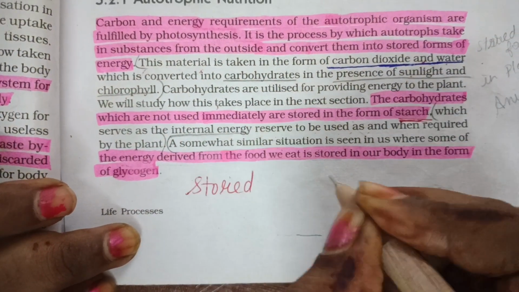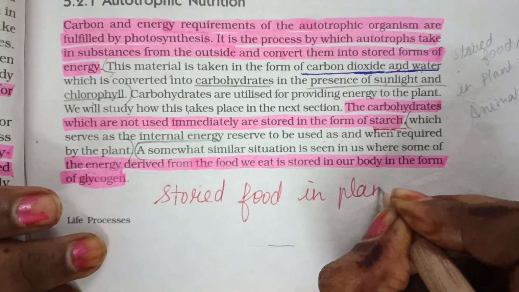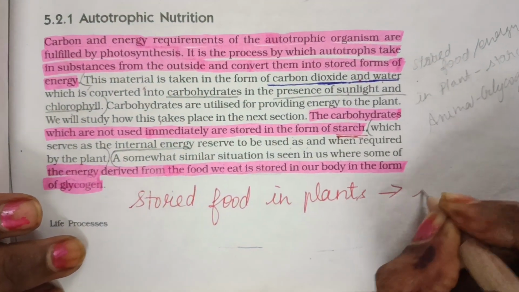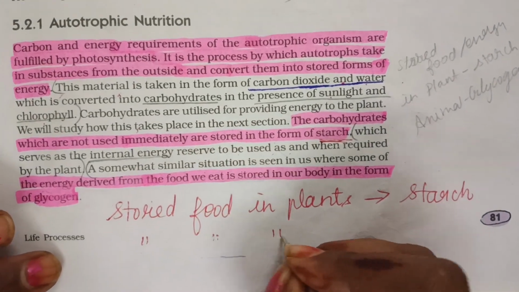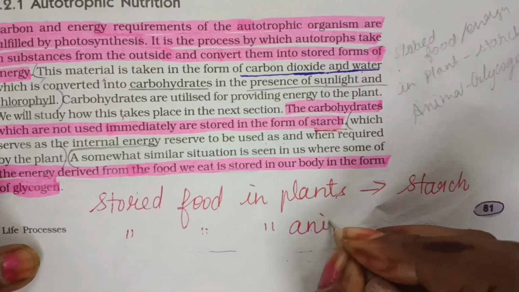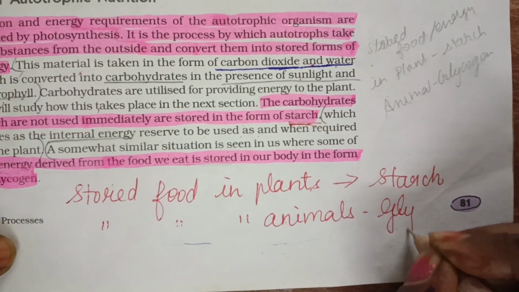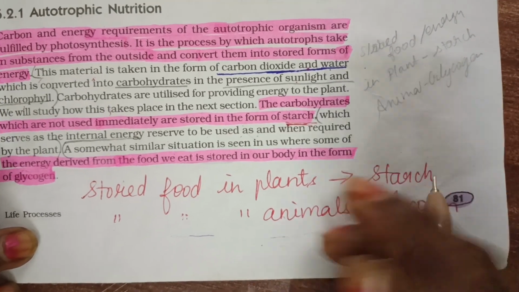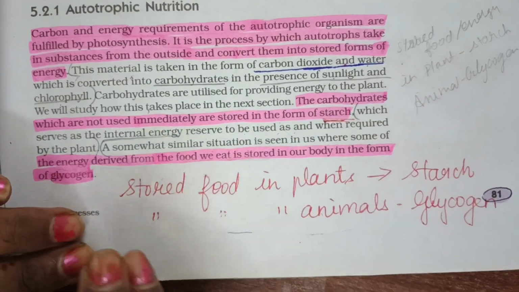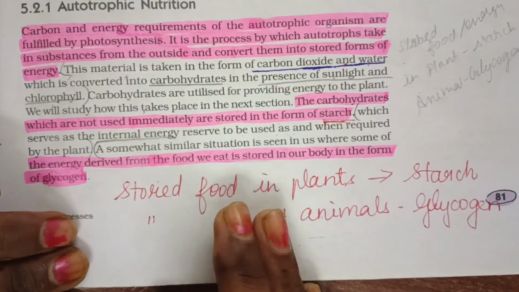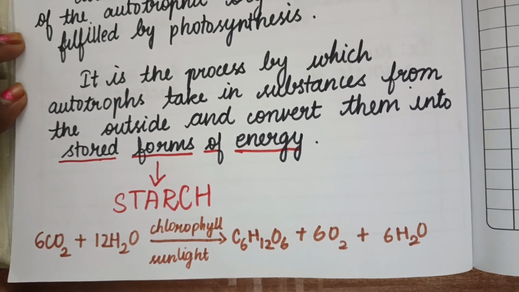Stored food in plants is starch. Stored food in animals is called glycogen. Note this carefully. The stored food in plants is starch, whereas the same stored food in animals is called glycogen. Now we are moving into the most important part of autotrophic nutrition.